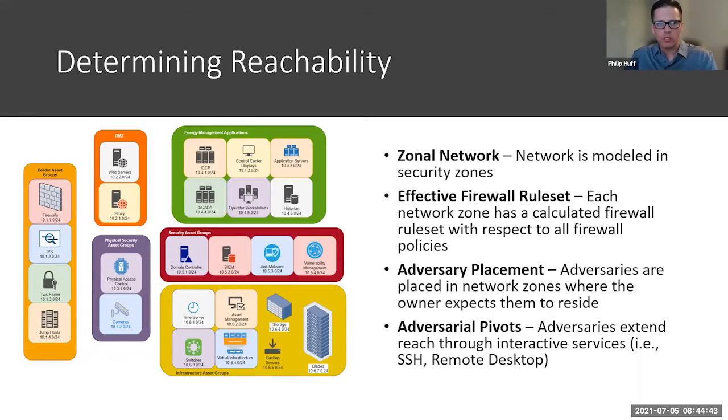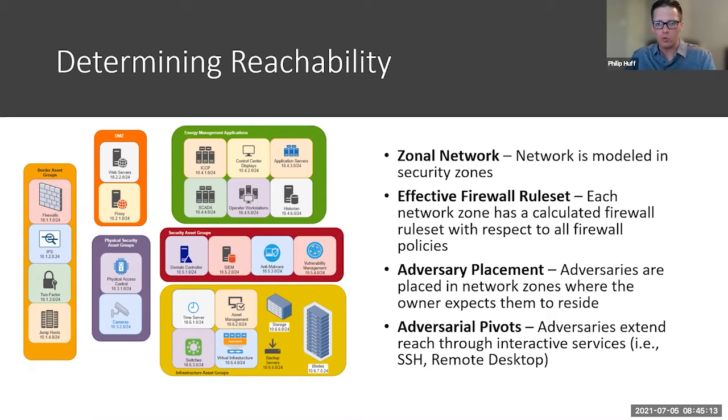We start by first determining whether each vulnerability is even accessible to the adversary over a network. In many cases, firewalls prevent vulnerability exposure, but an entity may have dozens of firewalls deployed, each with many hundreds to thousands of rules. And this makes it difficult to prove a vulnerability is unreachable by a set of adversaries. We model this problem using the firewall rule sets and the zonal representation of the network.